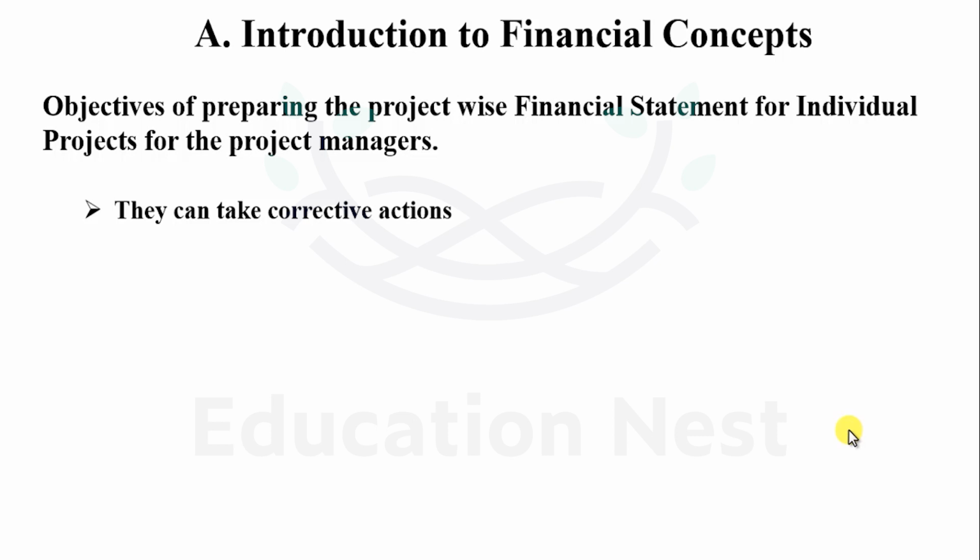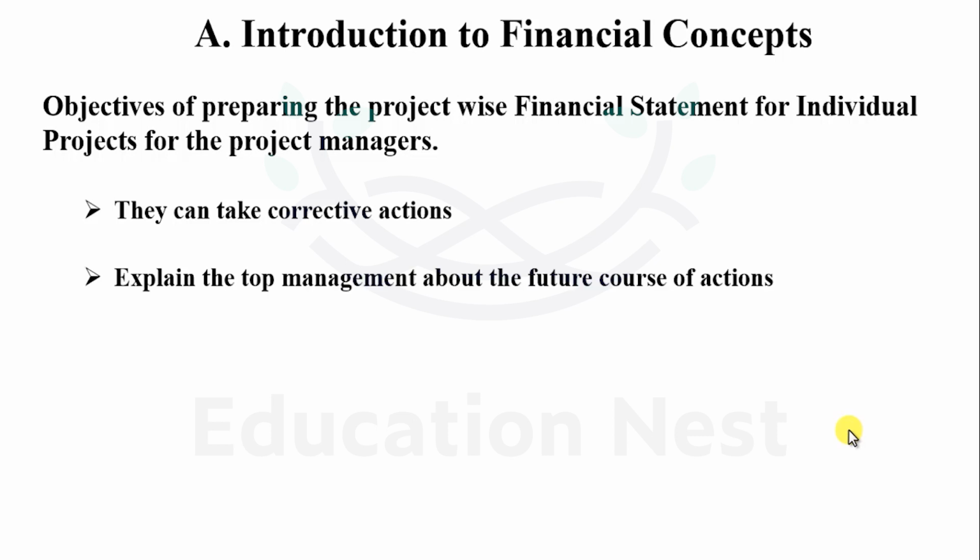Had the project manager had the basic awareness of the financial statements, had he prepared those financial statements in line with how the company is going to evaluate, he could have taken proactive measures initially and modified his project according to the needs of the situation and made sure his project would have survived to the end, generating great positive returns also. Explain to the top management the future course of action.